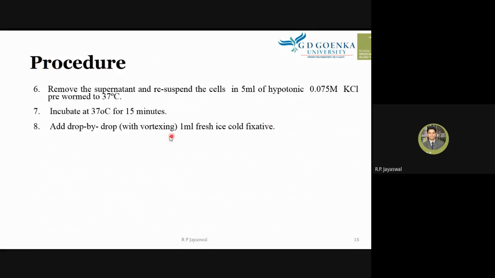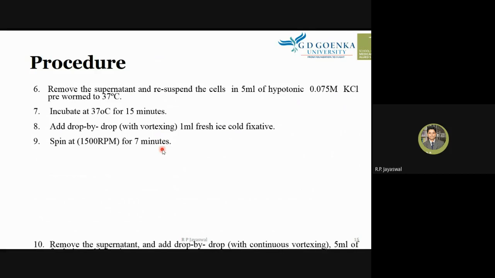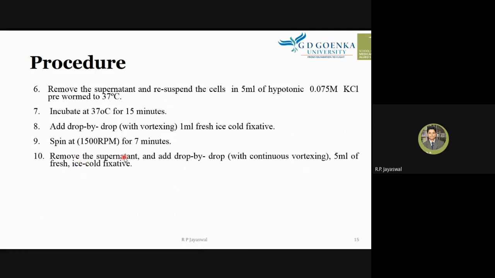The fixative we have prepared is in a 3:1 ratio of methanol and glacial acetic acid. We add it drop by drop into the solution, and we need to do vortexing and mixing also. Again we centrifuge for 7 minutes, remove the supernatant, and again add drop by drop approximately 5 ml of this fixative, and leave at 4 degrees Celsius for 20 minutes.